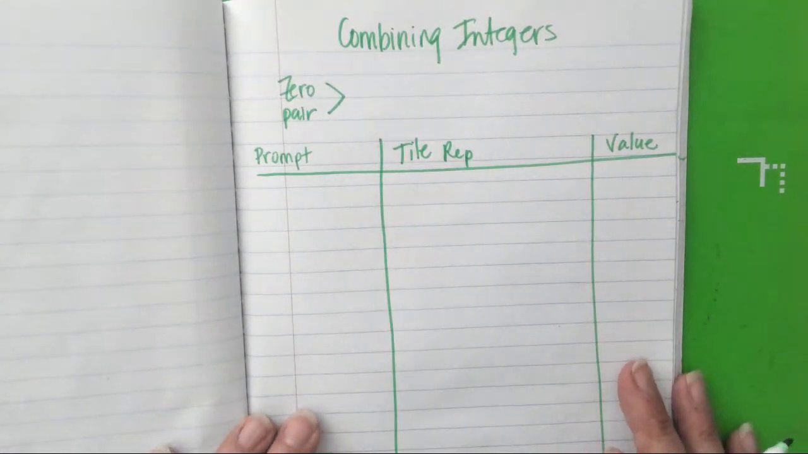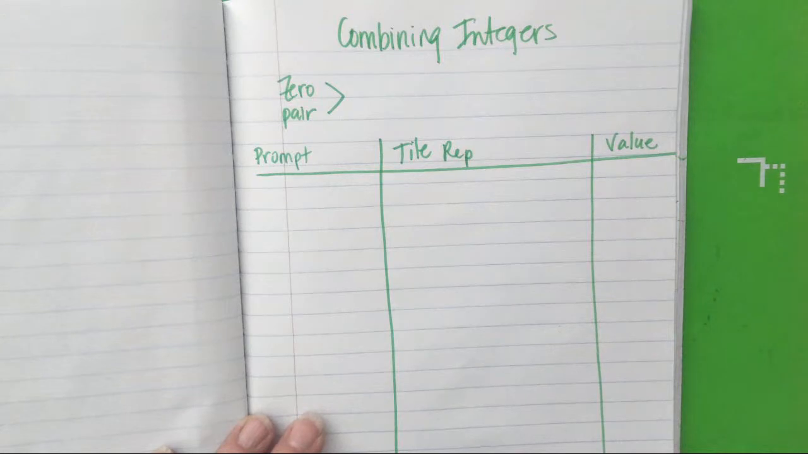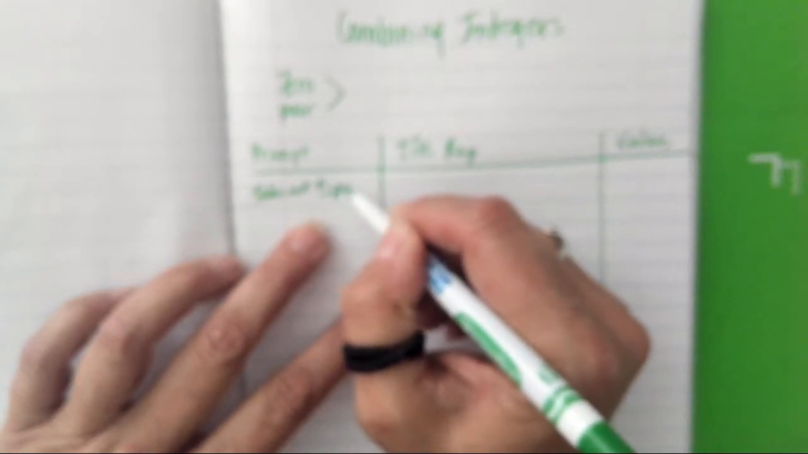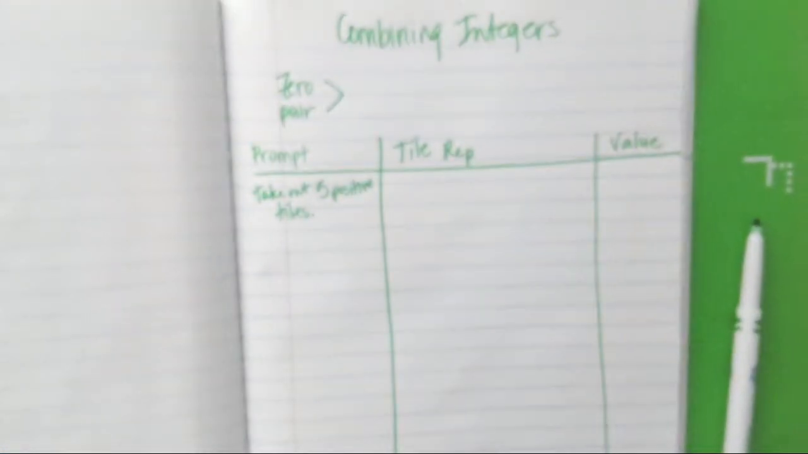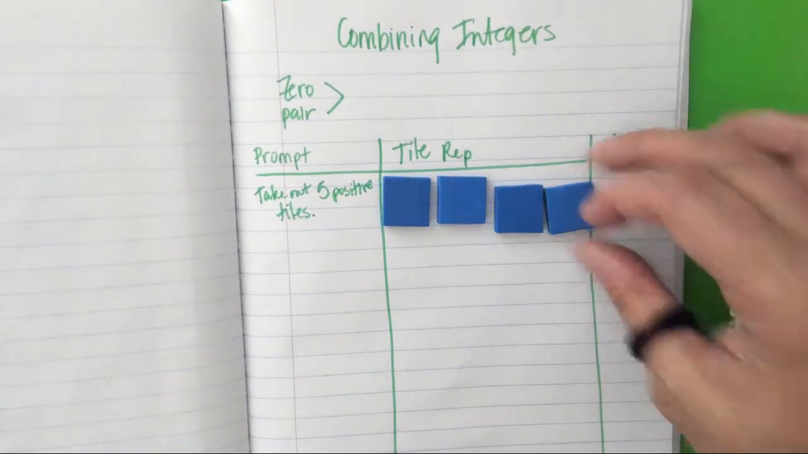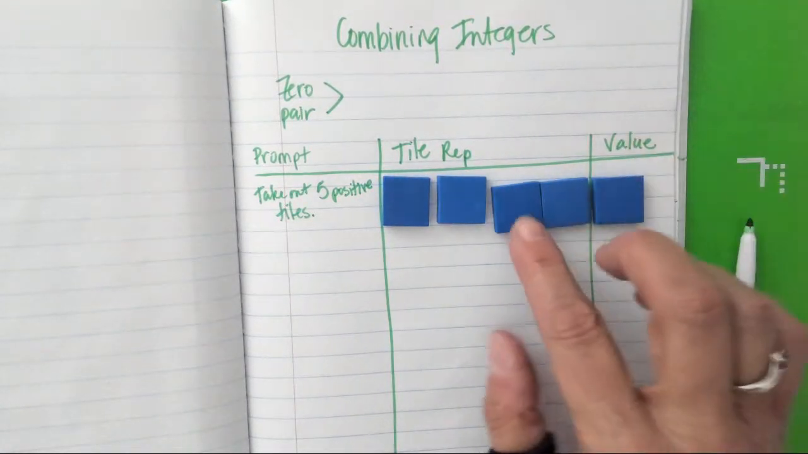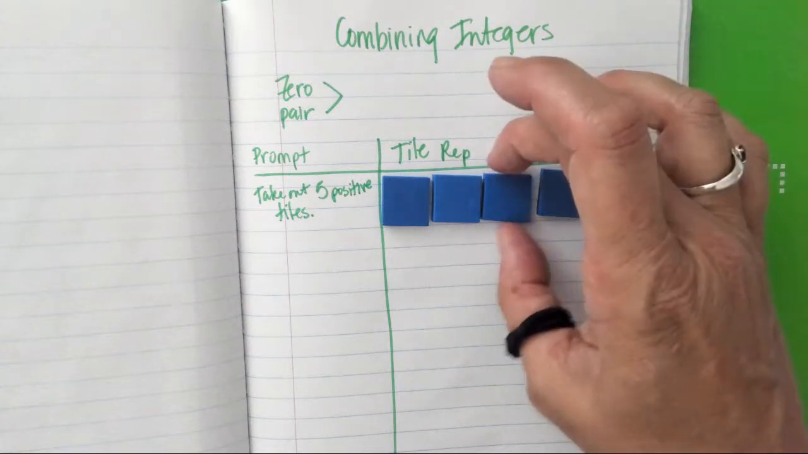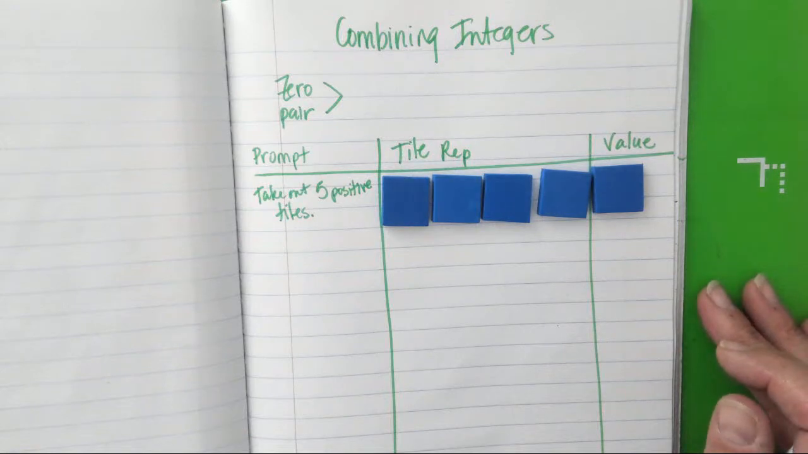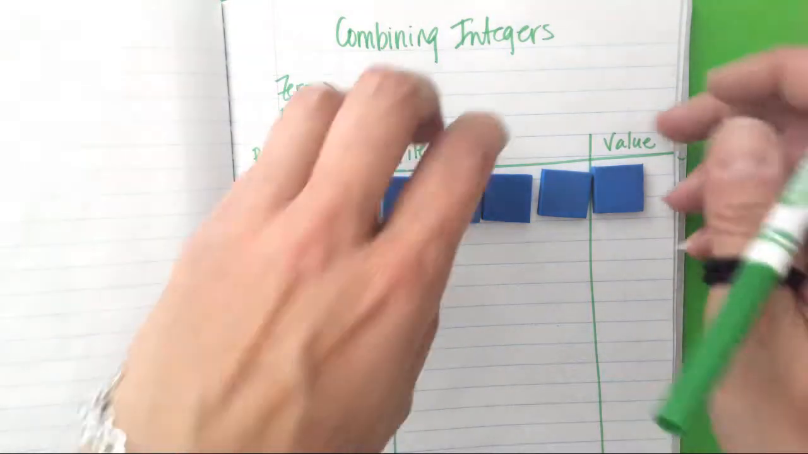So the first thing you're going to do, you should have your red and blue tiles now. So the first thing I want you to do is take out 5 positive tiles. All right? So what's that going to look like? 1, 2, 3, 4, and 5, right? So everybody should have 5 tiles on their table right now. Okay? Everybody have that? Good job.